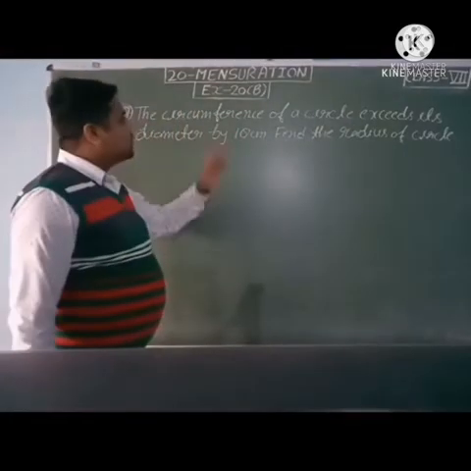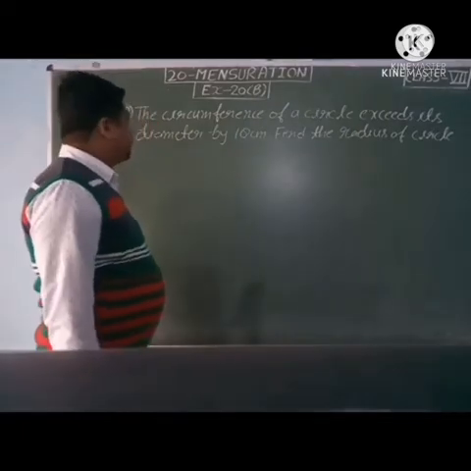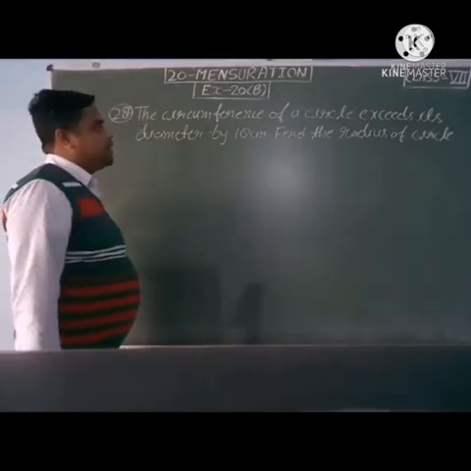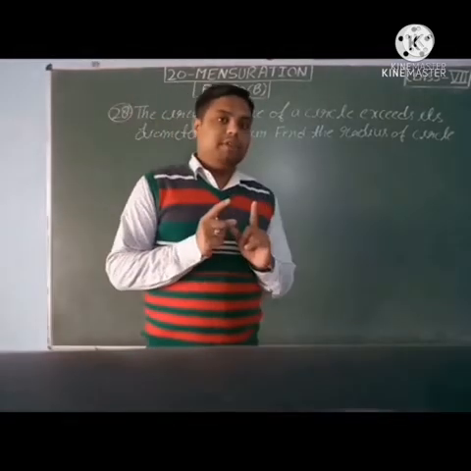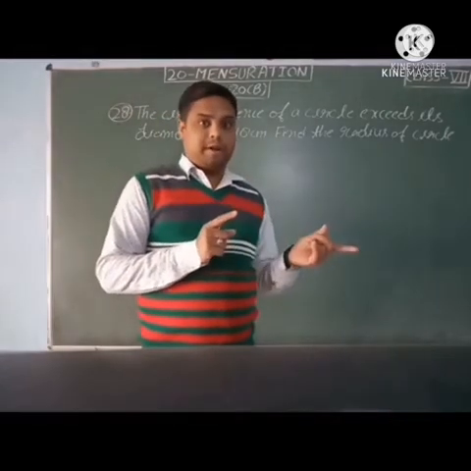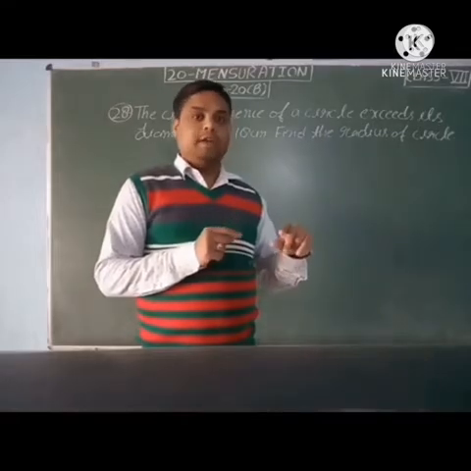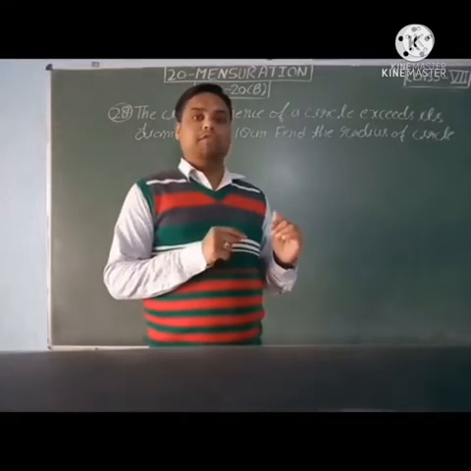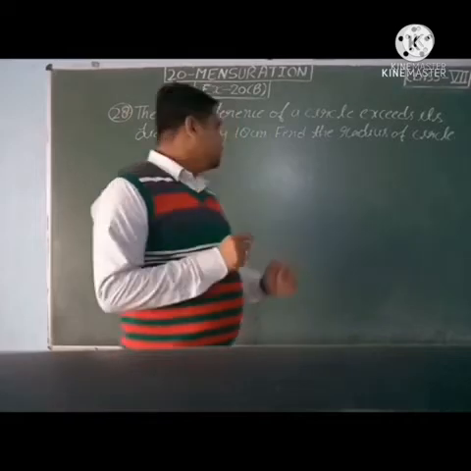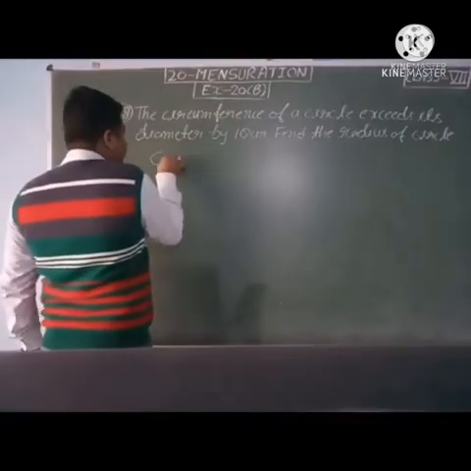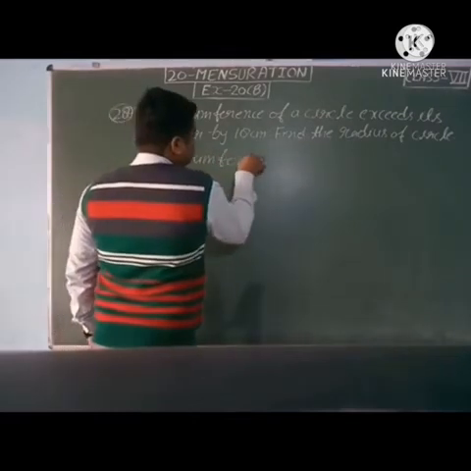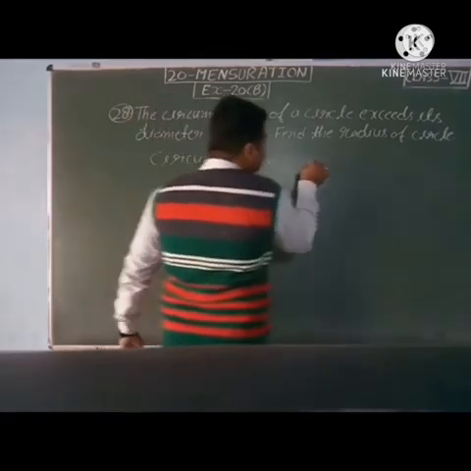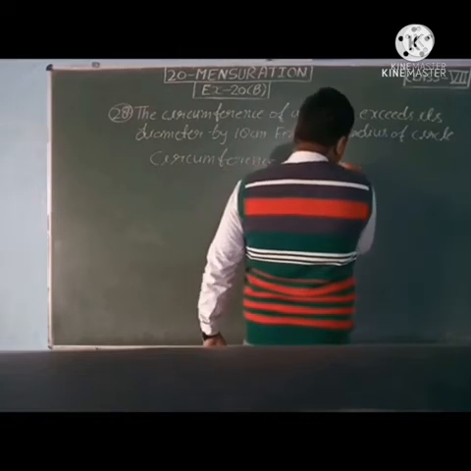Now students, question number 28. The circumference of a circle exceeds its diameter by 18. Find the radius of circle. Circumference exceeds its diameter. How much? 18. Then we have to find the radius of circle. So students, see, here we will write circumference and is equal to diameter.